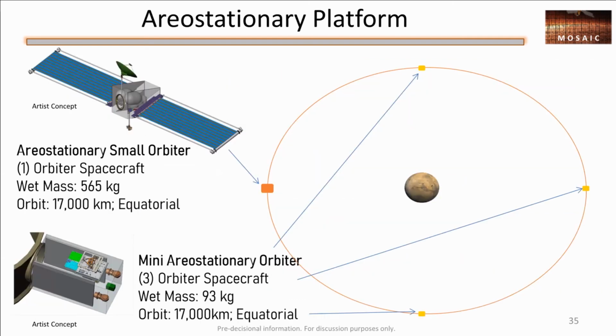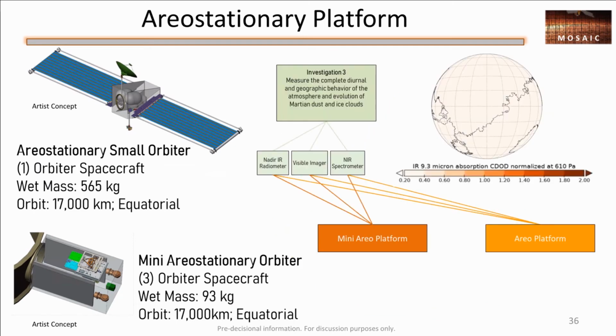Going on to the Areostationary platform, there's actually 2 different types here, and this was driven partly by the different needs of the investigations that want to be there. The 2 types are a so-called small orbiter with about a 565 kilogram mass, and then a much smaller so-called mini areostationary orbiter with a wet mass of only 93 kilograms here.